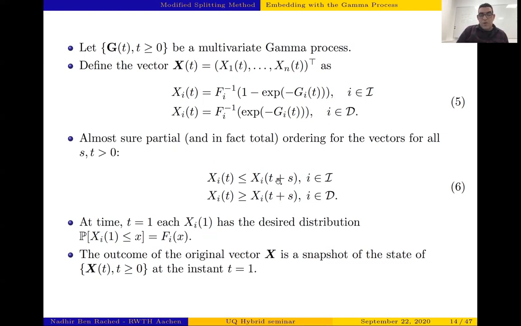So what we deduce is that the outcome of the original vector x is a snapshot of the state of the constructed Markov process at the time instant t equal 1.